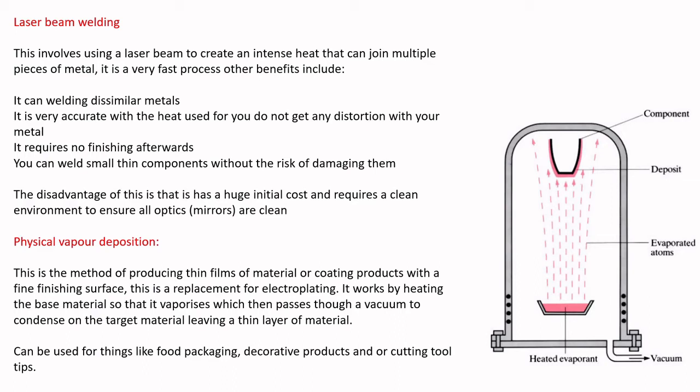Then you've got physical vapor deposition. This will let you make a very thin layer of plastic around a product. So it's very good for doing things like food packaging, decorating products, or cutting tips and things like that. All that will happen is that you'll have your material, you'll have the products that you're trying to cover clamped in place. You'll have your material and you're going to heat it all up. Then as the plastic evaporates, it goes upwards because heat rises, and it's going to go around the material and form around it.